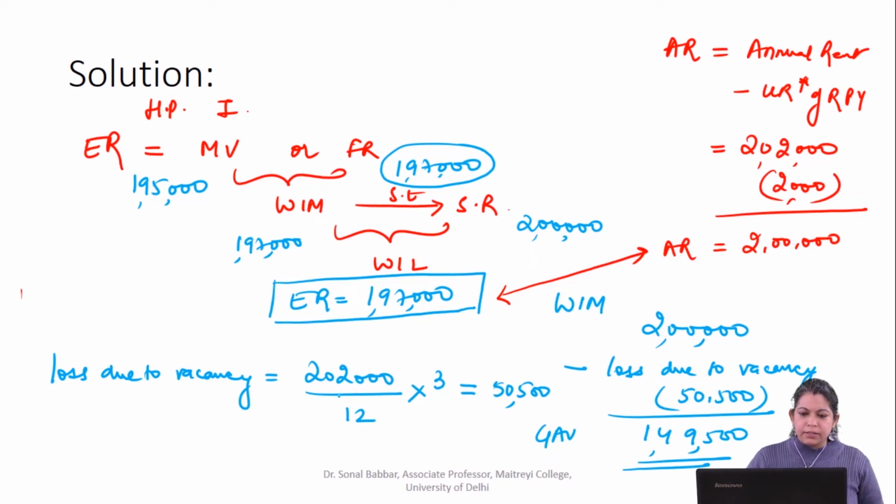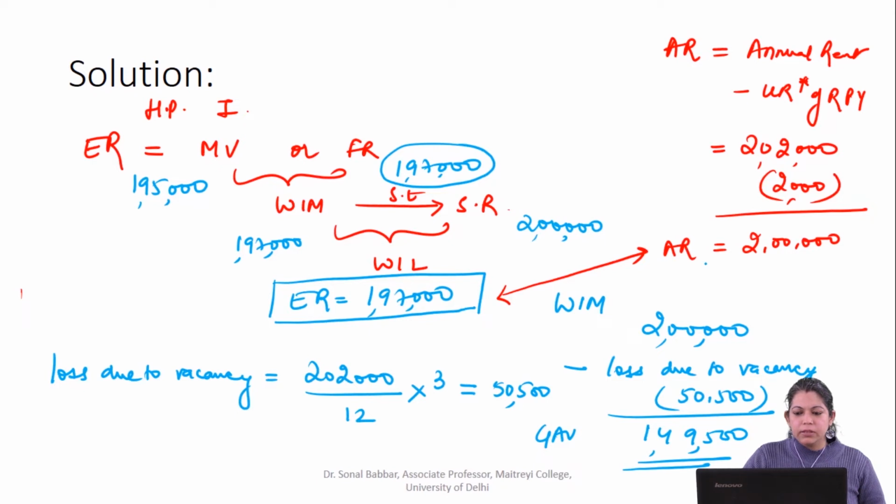So let us look at it once again. We are dealing with house property 1, where expected rent is to be computed, and we pick municipal value, compare it with fair rent, take the higher of the two. So 1,95,000 or 1,97,000. Higher is 1,97,000. So we take that value, but it has to be subject to the standard rent. That means expected rent cannot exceed the standard rent. Therefore, lesser of the two will be taken. And as a result, expected rent is 1,97,000.